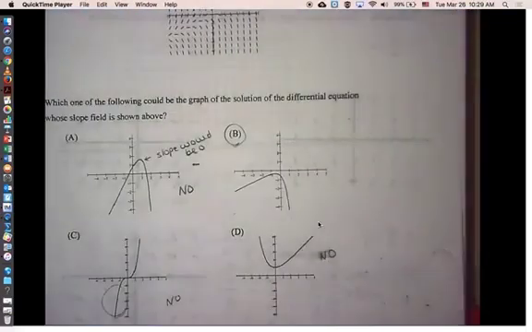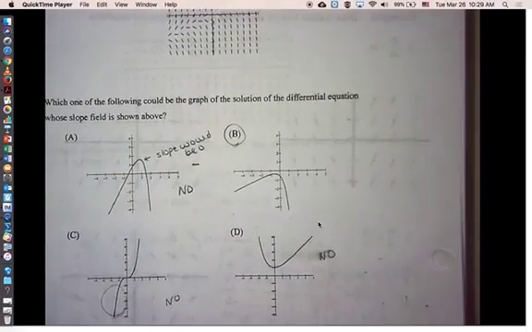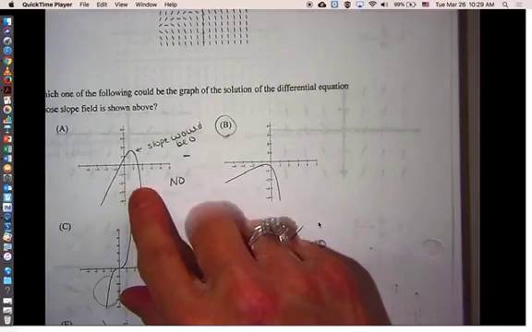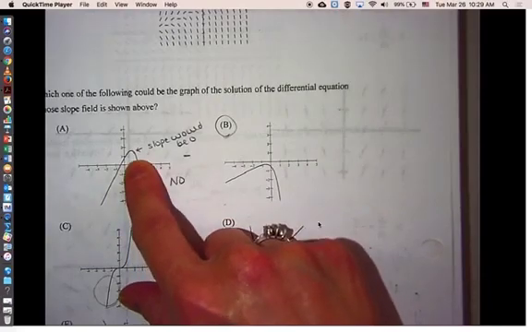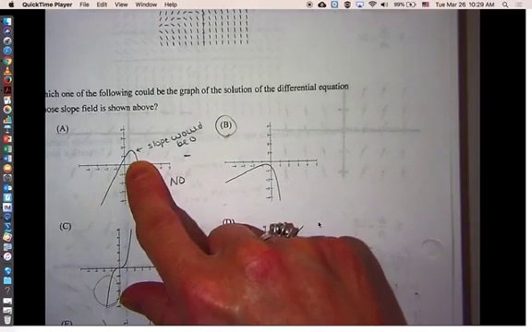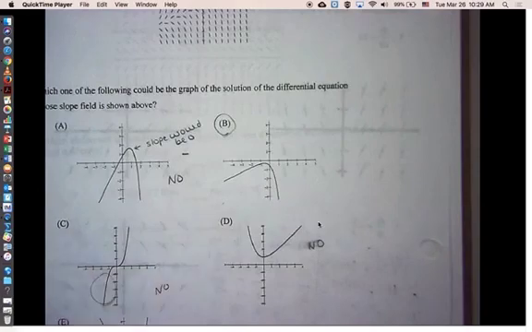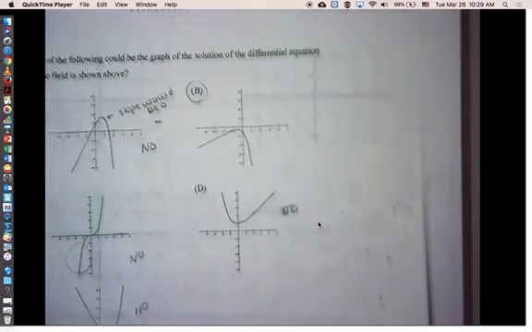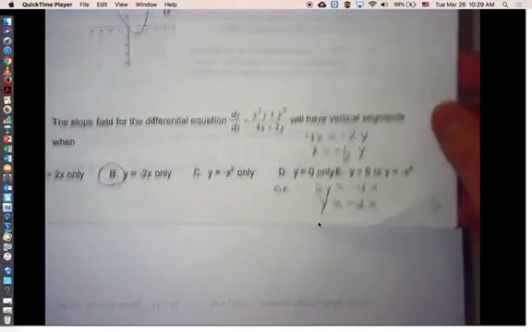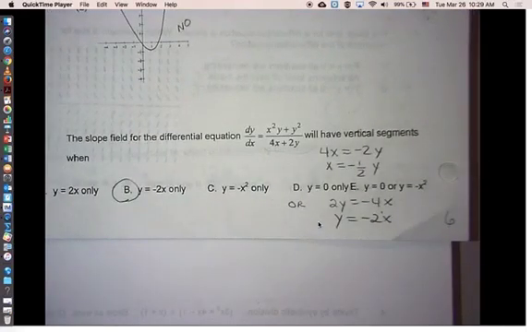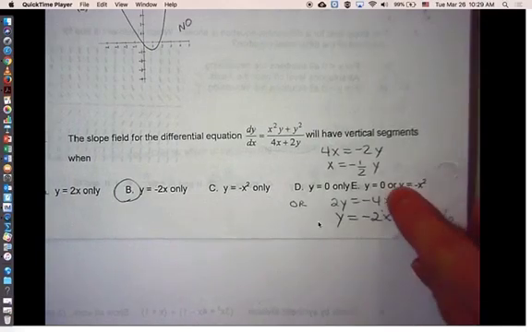How is number 5? Eyeballing what that would be, I kind of thought at first it could be A, but then I looked and the slope would have to be 0 here, and it wasn't, so I could eliminate it. So I was between these two. Number 6, how was that? Vertical segments are going to happen when the slope is what? Undefined, which means the denominator is going to be 0. So I just solved that.